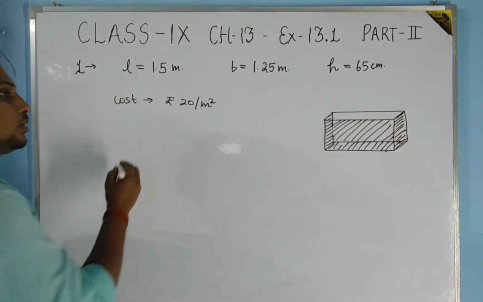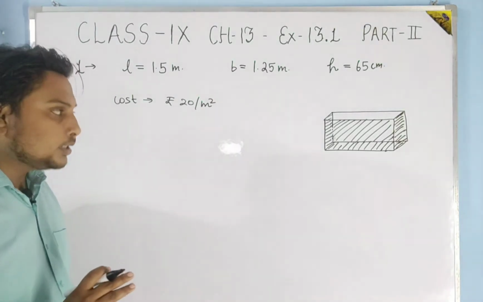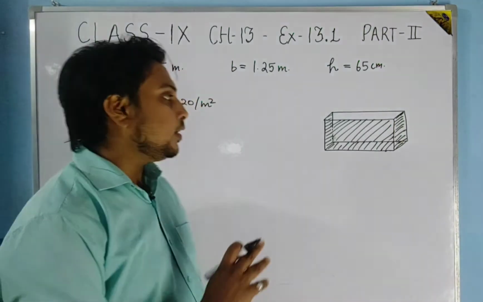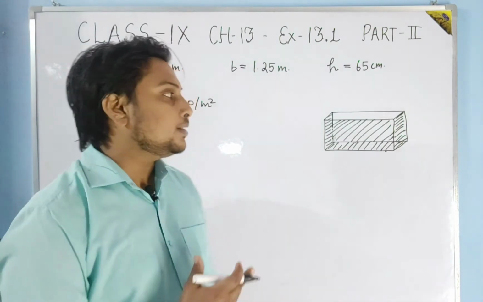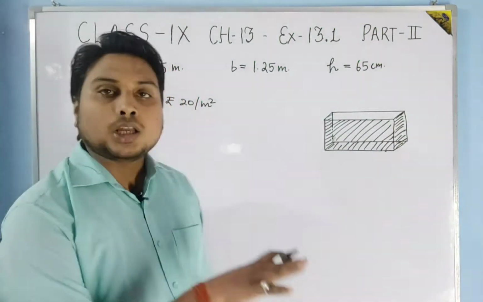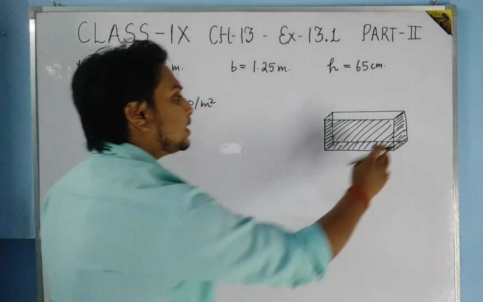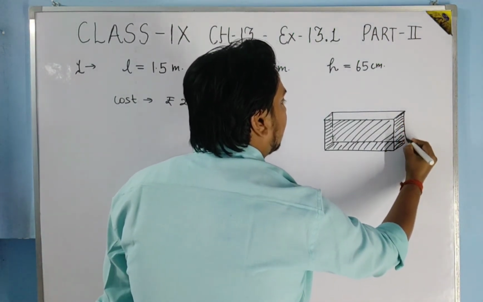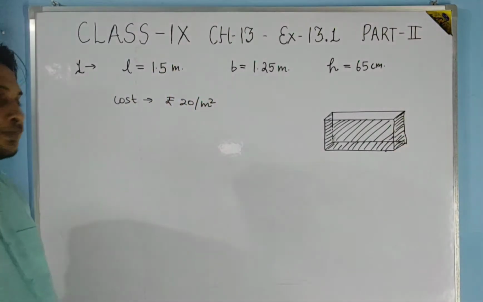So students, we will find the area. See, there are 2 questions. The first is to find the area of the sheet required to cover this box, so in that case we leave out the area of the top. The second thing is that we have to find the cost, so we will do that also.